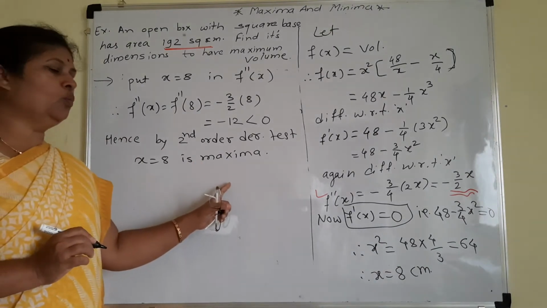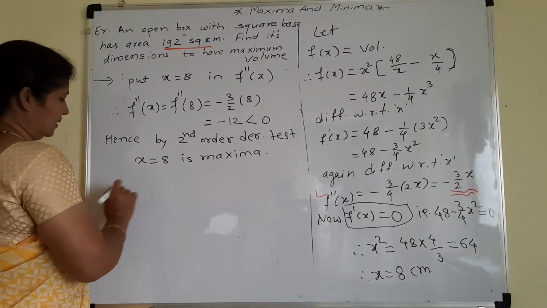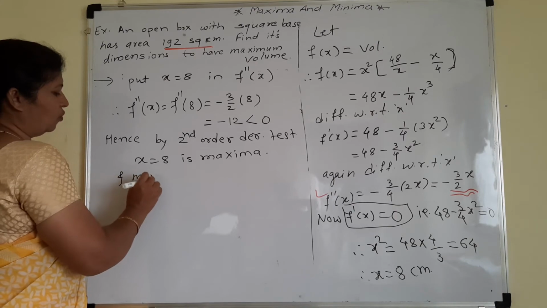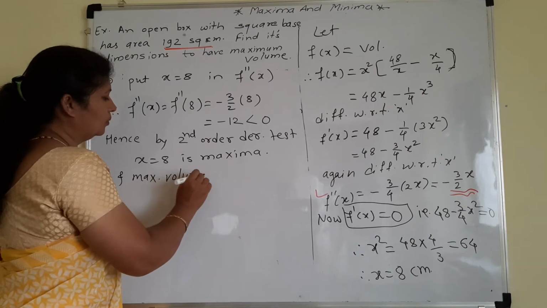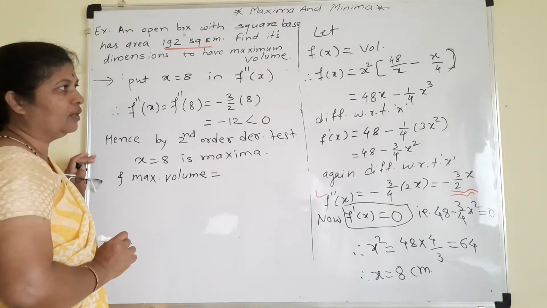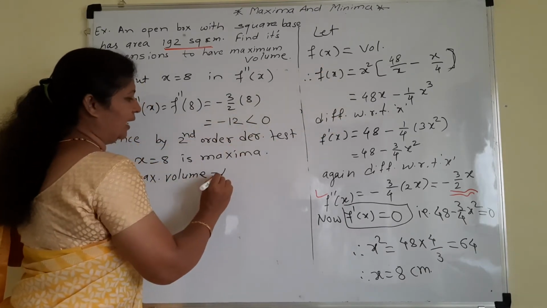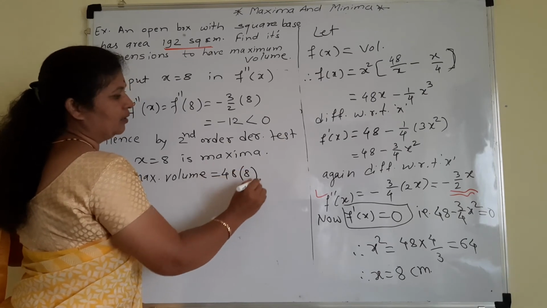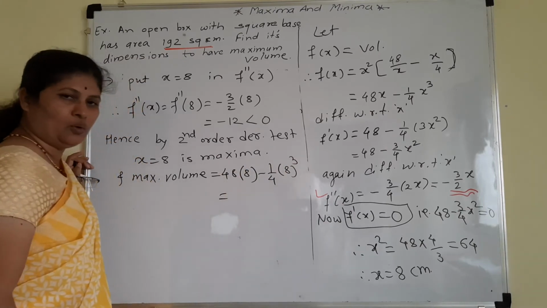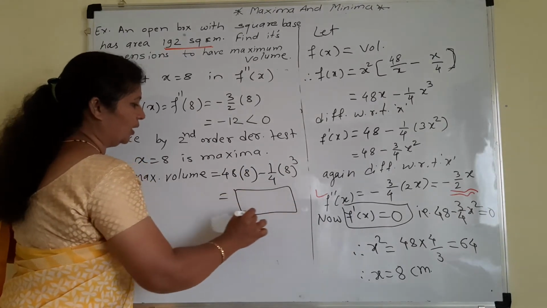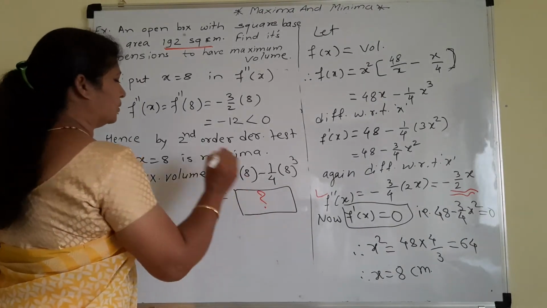So the volume of that box will be maximum. If the maximum volume is asked, what is the function for volume? F of x, the volume, is equal to 48 times x, x means 8, minus 1 by 4 times x cube, that is 8 cube. This will be the volume. You can find this after simplifying.